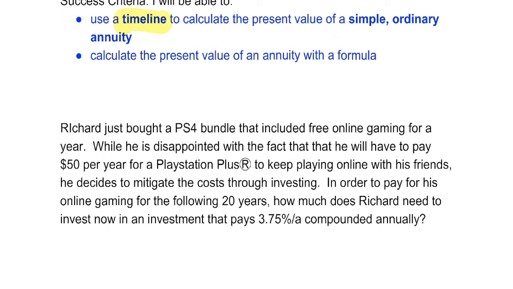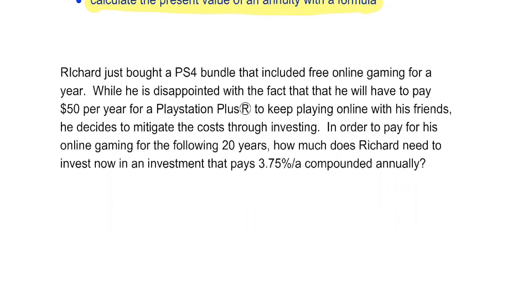Calculate the present value of an annuity with a formula. So once I give you the formula, it's really just memorizing that formula and doing the various algebra to get the different parts of that formula. Okay, so here's an example.